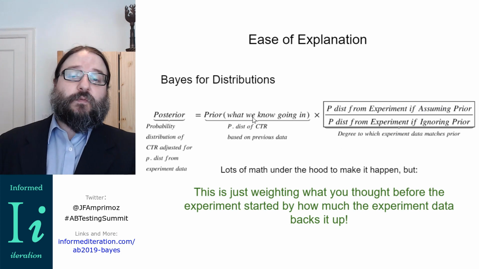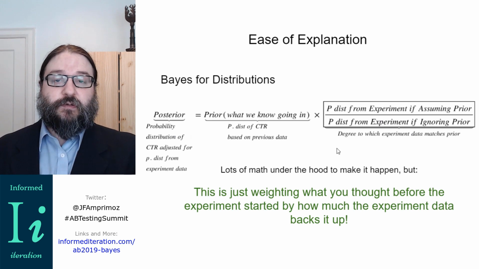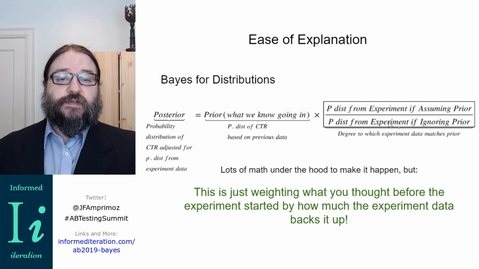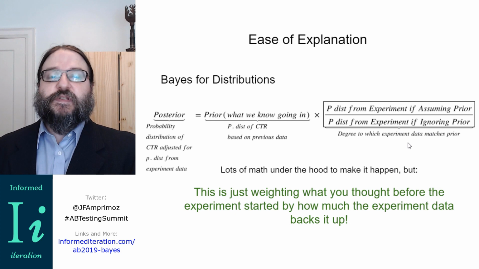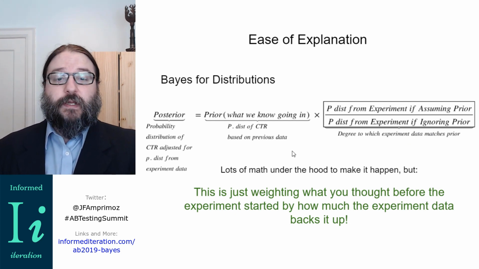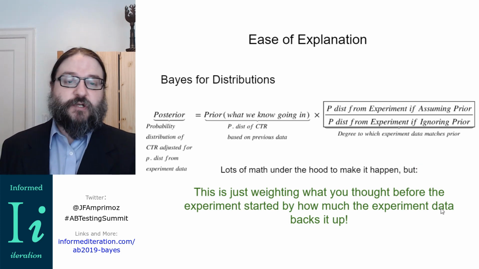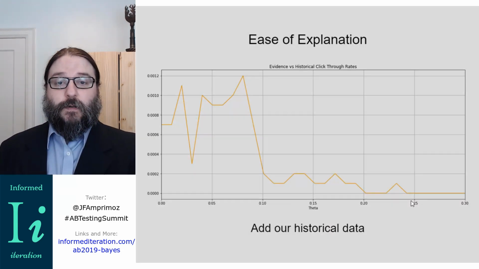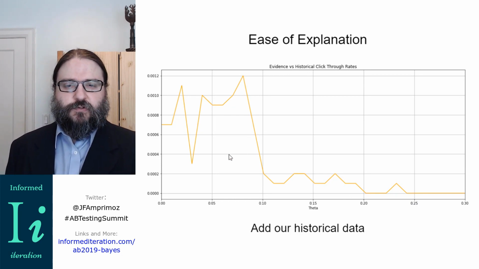Now, again, we're going to update our prior with our experiment results. We're going to get a posterior. In this case, the posterior is going to be a probability distribution. So one way to think about this is this term where you assume the prior over ignoring the prior, to some extent is the degree to which the experiment data matches the prior that you had going in. And then the whole equation kind of becomes the prior weighted by how much your experiment data matches the prior. And a good way to understand this is a visual explanation.